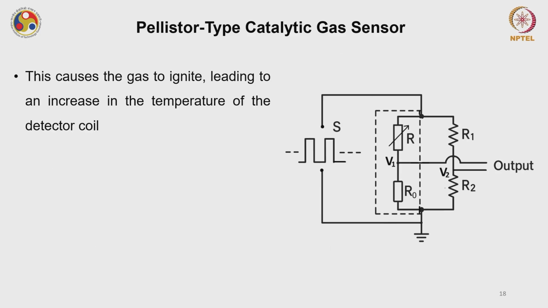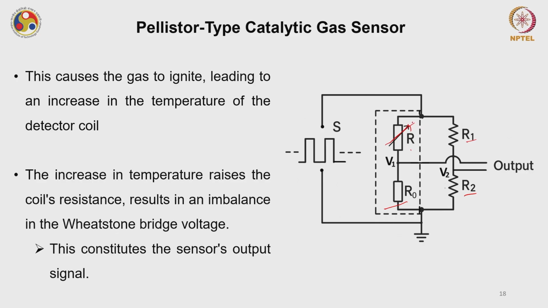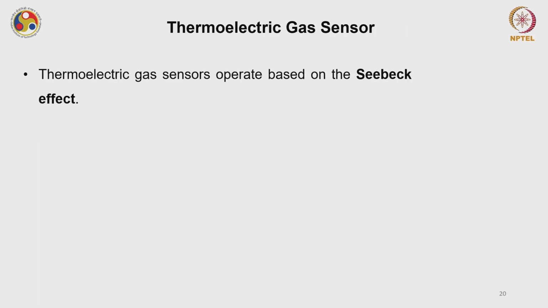If you see this in terms of the resistances, these two resistances R1 and R2 and R0 are fixed, but you have a sensing resistance, or the active bead, whose resistance is changing if there is some gas ignition. If there is a change in this resistance, there is an imbalance in the Wheatstone bridge, which can be detected as any variation from the null for the galvanometer placed in the Wheatstone bridge. The sensor's output is taken across the Wheatstone bridge circuit. So this is how a simple Peltier kind of device works.